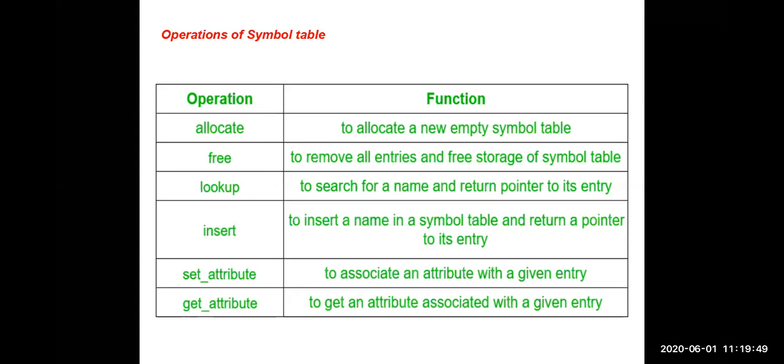To get the attributes of that identifier, get attribute is used to retrieve. To retrieve the properties of an identifier, we use get attribute. To add new attributes to that identifier, we use set attribute. These are some important operations on the symbol table.